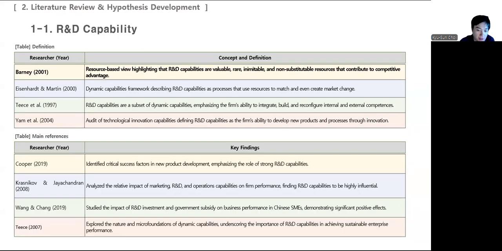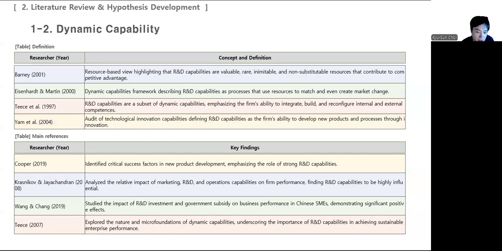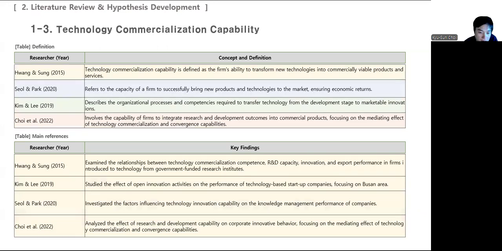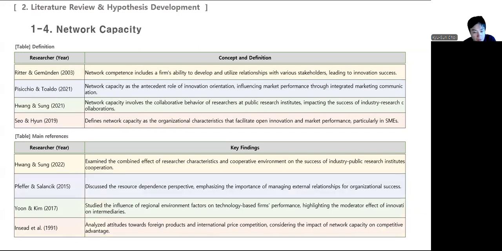In exploring R&D capabilities as a key independent variable, seminal works highlight their significance like this. And the next one, dynamic capabilities, DC, is another key independent variable. The definitions and references are shown in this slide. Next, I examine technology commercialization capability, TCC. It is said that successful technology transfer processes and integrating R&D outcomes significantly enhance firm performance and innovation. Moving on to network capacity, NC, the definition and references are here.